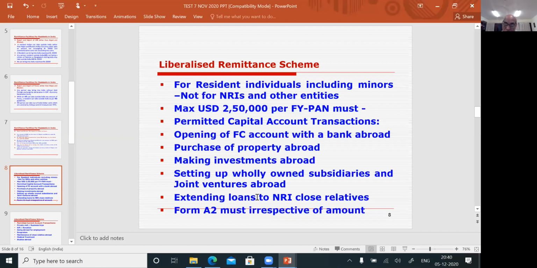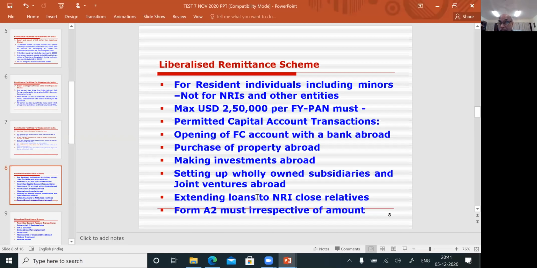PAN is a must. Earlier PAN was a must only up to 10,000 US dollars. Now they made it mandatory for everything. You should not miss the question, that is why I'm repeatedly telling: PAN is a must. So I have gone into the minute points of the LRS. I'm not just telling 2,50,000 and closing the shop.